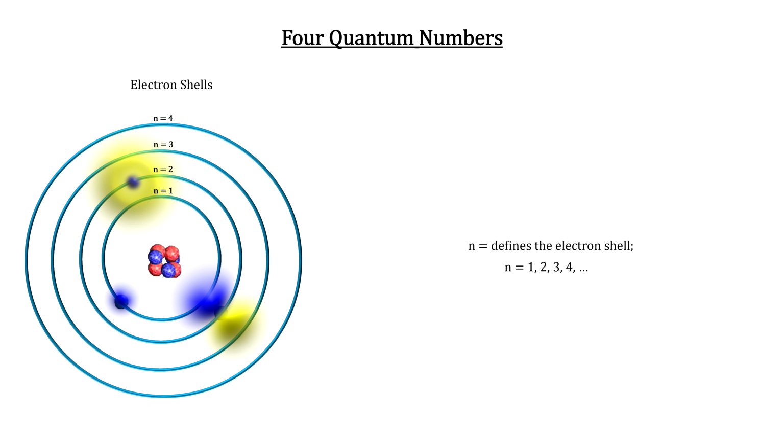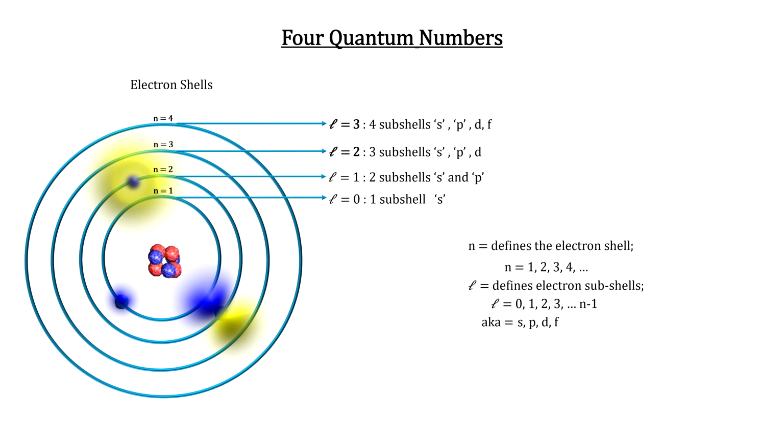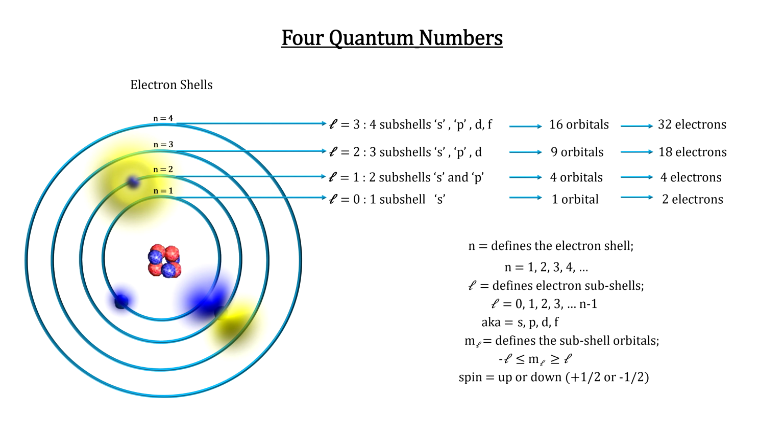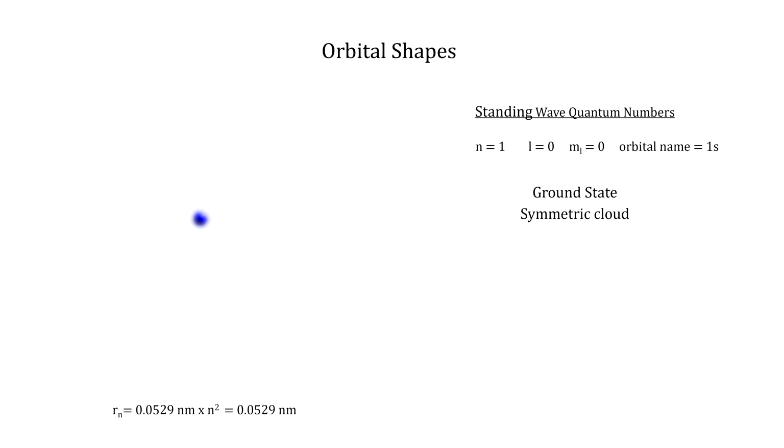The electron's energy is quantized into electron shells designated by the letter n. It determines the distance the electron is from the nucleus. For each energy level n, the associated angular momentum is also quantized into electron subshells, designated by the letter L. For each quantized angular momentum subshell, the allowed orientations are quantized into orbitals and designated by the letters m sub L. And for each subshell, the electron's spin is quantized into 2 states, up and down, or plus and minus 1/2.